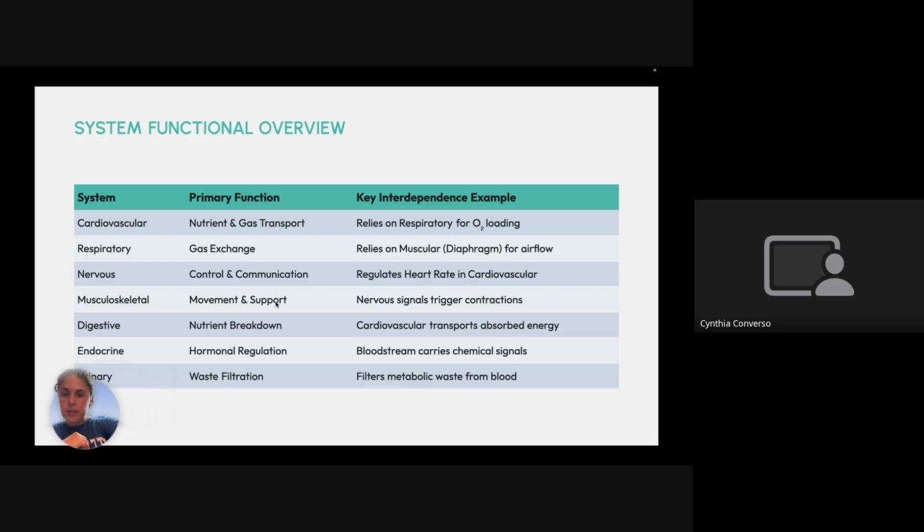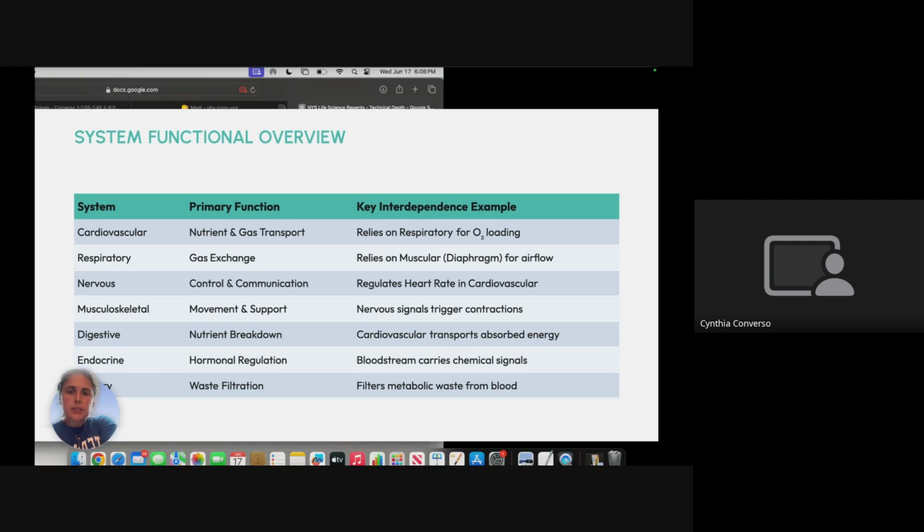So that's your digestive system, and this relies on and works with the cardiovascular system, your veins and arteries, that transport the absorbed materials into the bloodstream, or it absorbs into the bloodstream and then transports it throughout the body. All right, next.